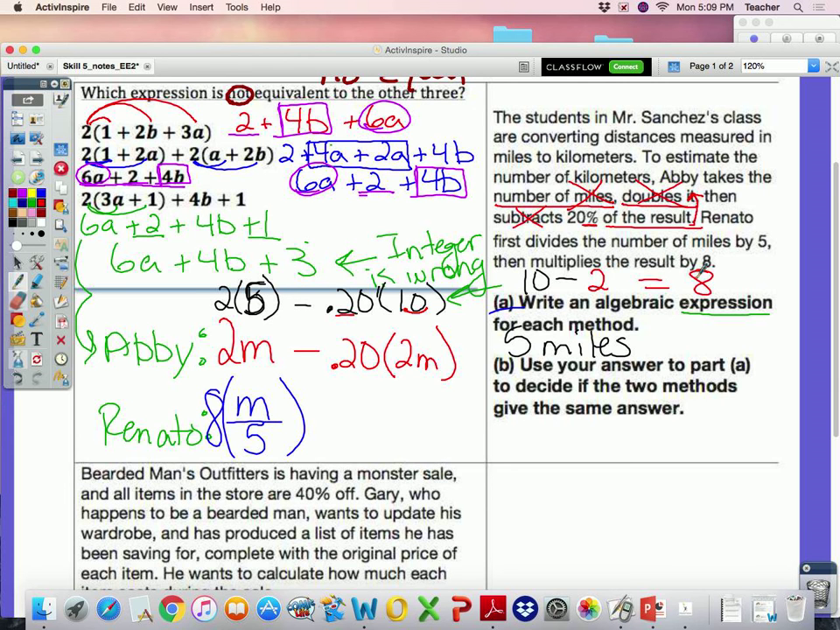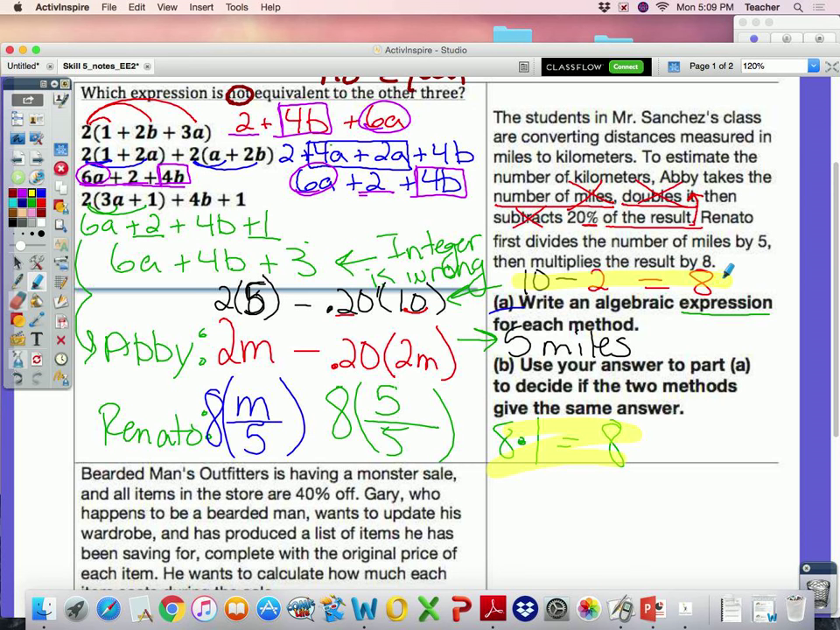So let's see if we do the same substitution for Renato, what we're going to get. So first we're going to do 5 miles, because remember we use that for substitution. What you want to do is divide it by 5, then multiply it by 8. Well, what is 5 divided by 5? 1. 8 times 1, 8. So ultimately, did we get the same answers?